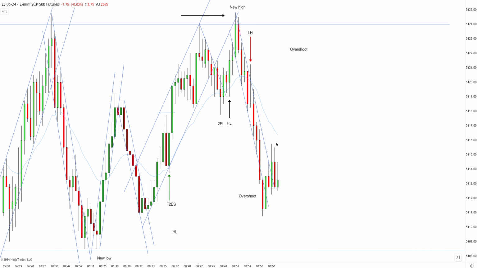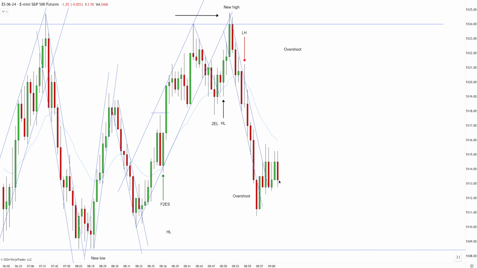I cannot take second entry short so far from the EMA, even though we expect a new low for this downtrend, but it's so far from the EMA. I cannot take lower high because it is so far from the EMA as well.